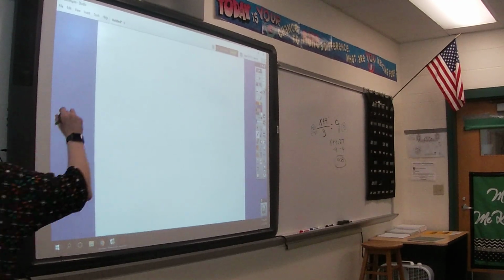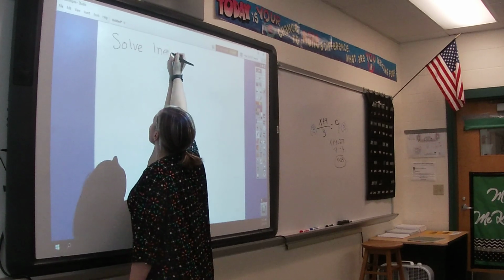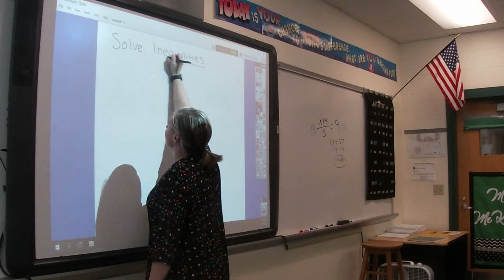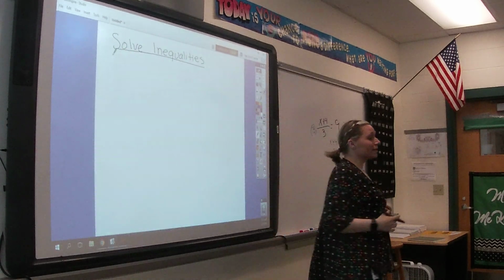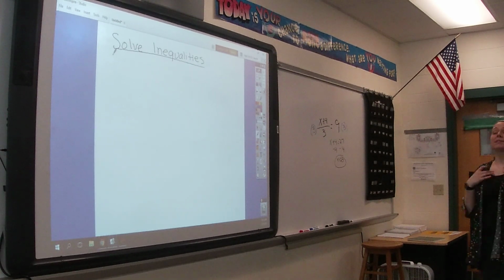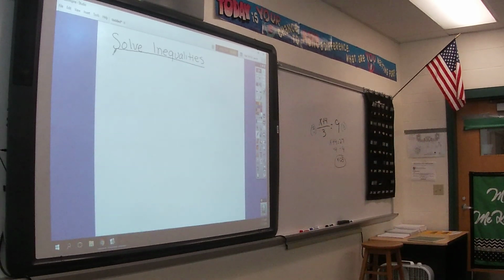Okay, we can also solve inequalities. I'm not sure if it's good news or bad news. Solving inequalities is basically solving equations. It's the same thing in theory. However, there is a small piece that's different, right? So the good side of it is that we don't really have to learn anything new.